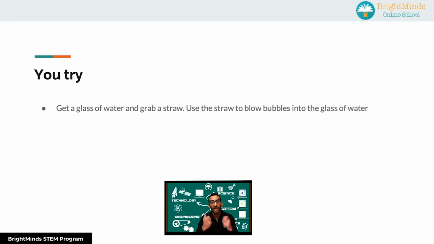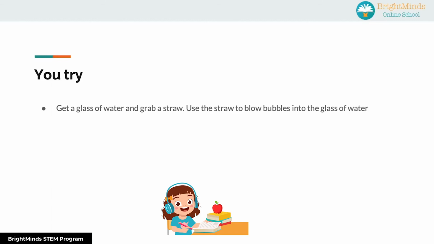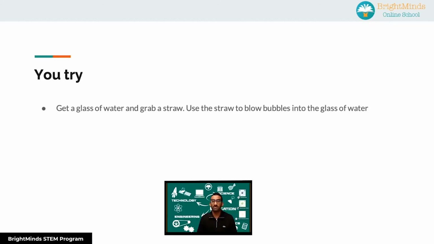Okay, so I want you guys to actually try this too. If you don't have a glass of water and a straw on hand right now, you can even imagine it. So we're going to get a glass of water, grab a straw, and use the straw to blow bubbles into the glass of water. What would happen? Bubbles will start to form, and you can hear the noises. Yeah, you get those noises, the bubbles would start to form.